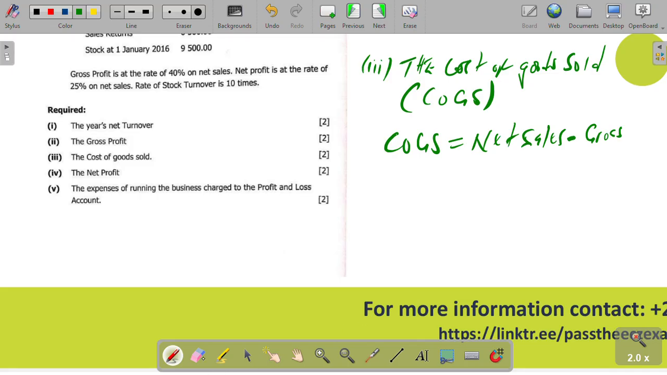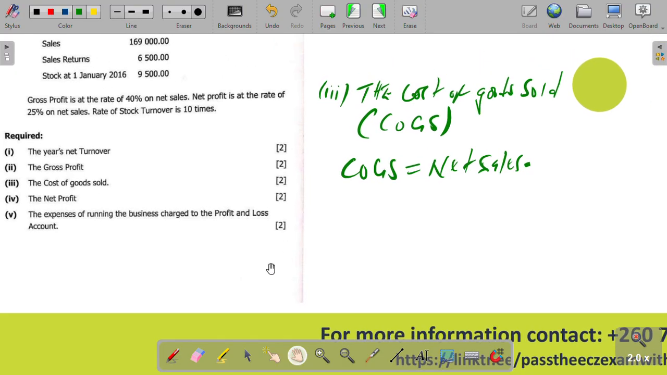Gross profit. Let me just rub this and write it properly. Gross profit, this is the formula. So copy this formula. Okay, so now let's punch in the details.